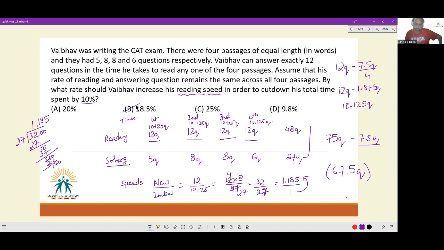The key in this question is identifying that the reading time or the reading speed has to go up. The solving time remains the same. It is not that the solving time is also proportionately getting changed.